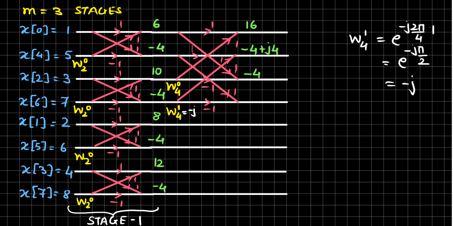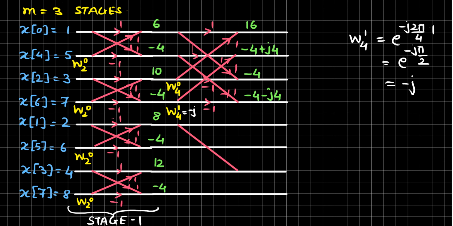Similarly, the point that we obtain here is minus 4 minus 4 into minus j, so that comes out to be minus 4 minus j4. So the point that we have here is minus 4 minus j4. Similarly, we need to compute the values for the second group. That can be obtained by having a similar structure here also.